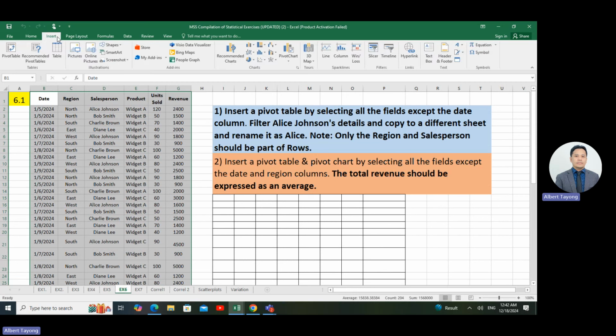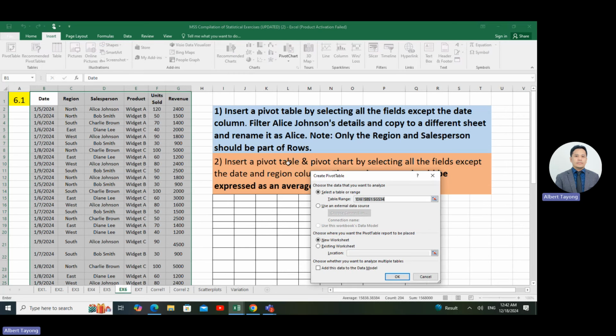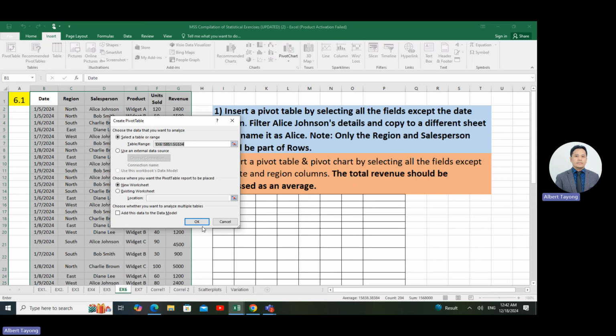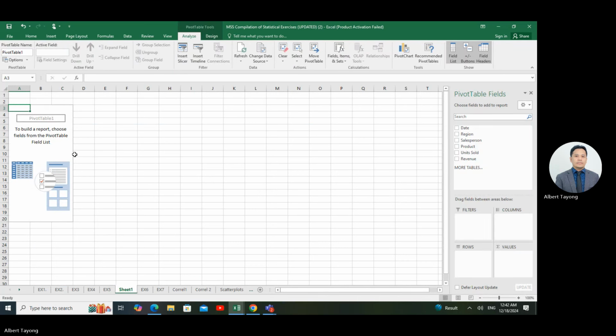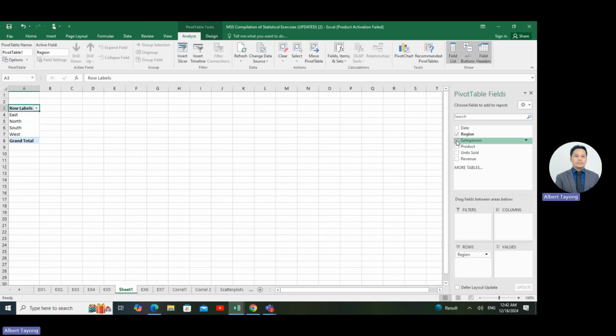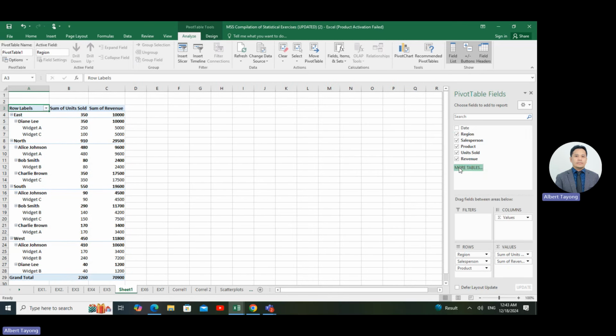And insert. As you can see, the pivot table is the first part here. So we just have to click this one. Now, the moment you click OK, it's going to take you to another sheet. So let's click OK, so our original data is not going to be messy. And we have to tick everything except the date.